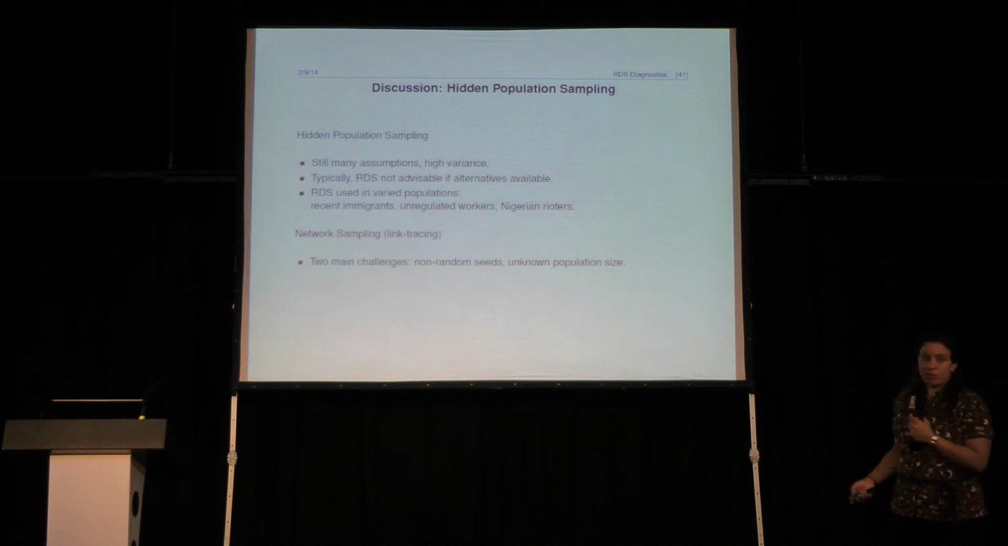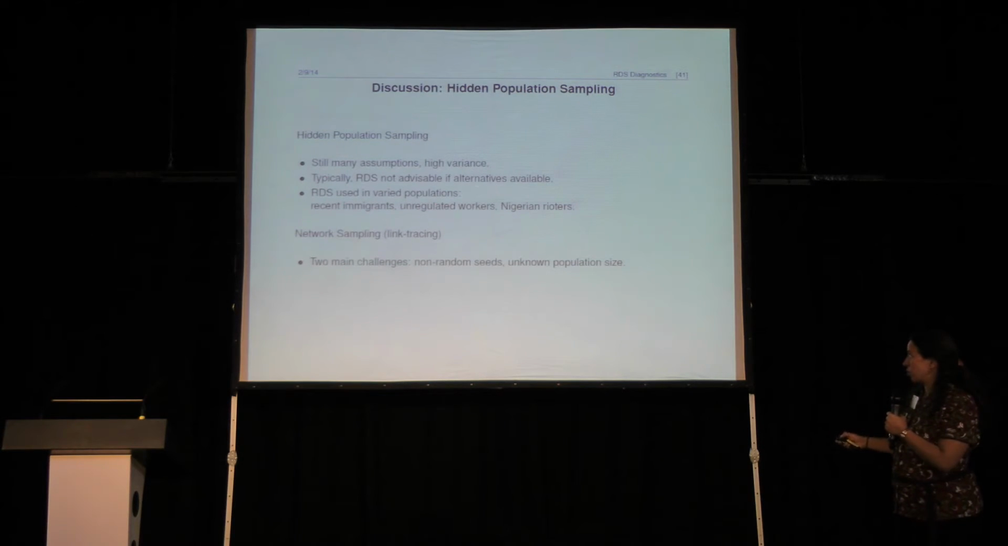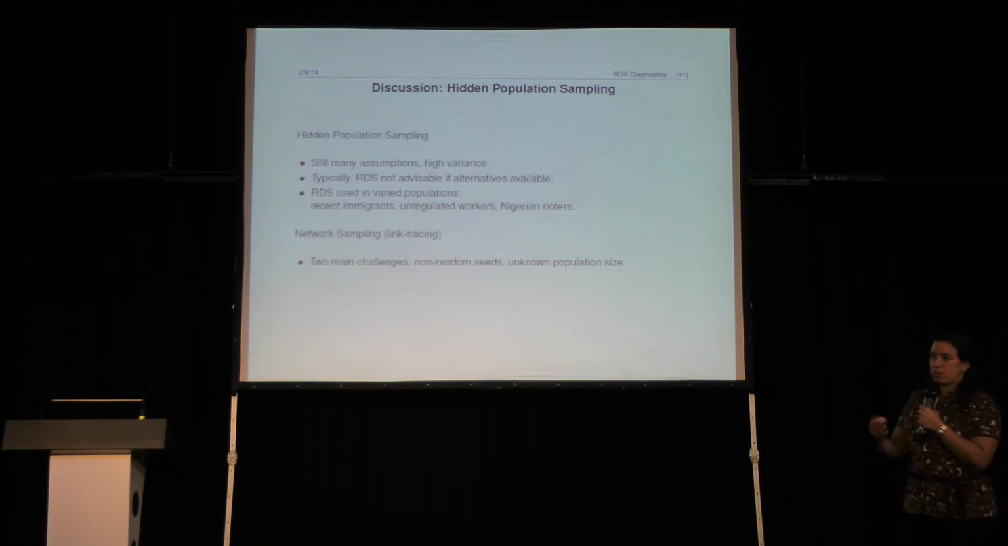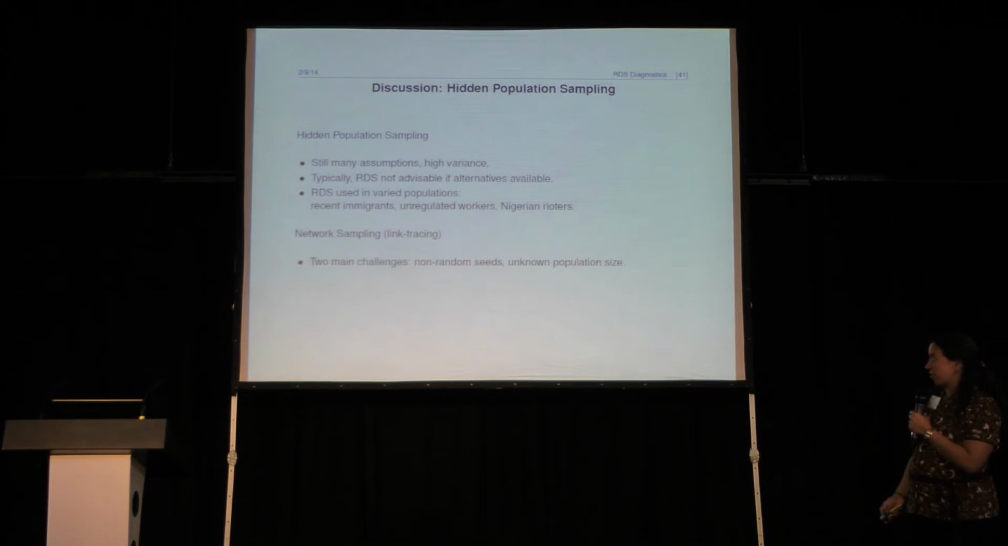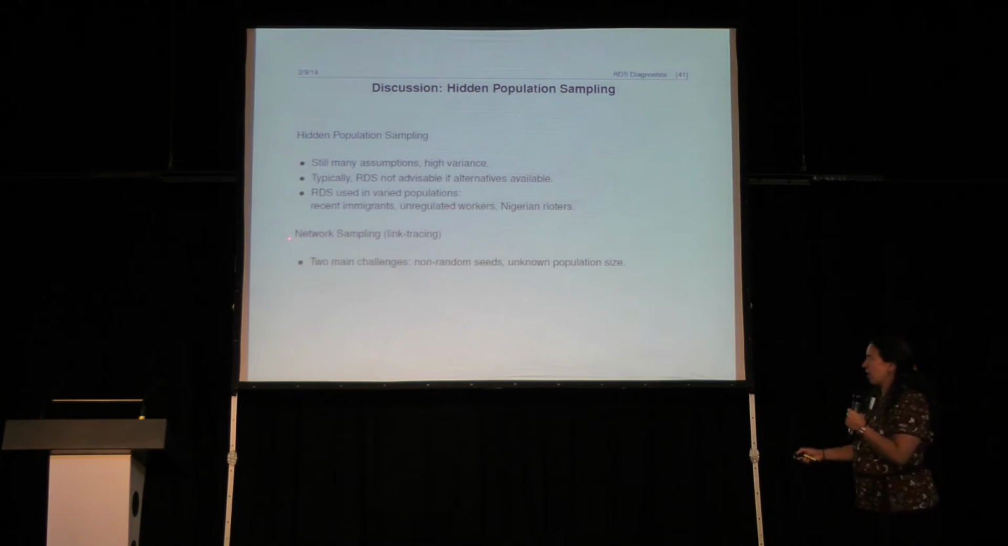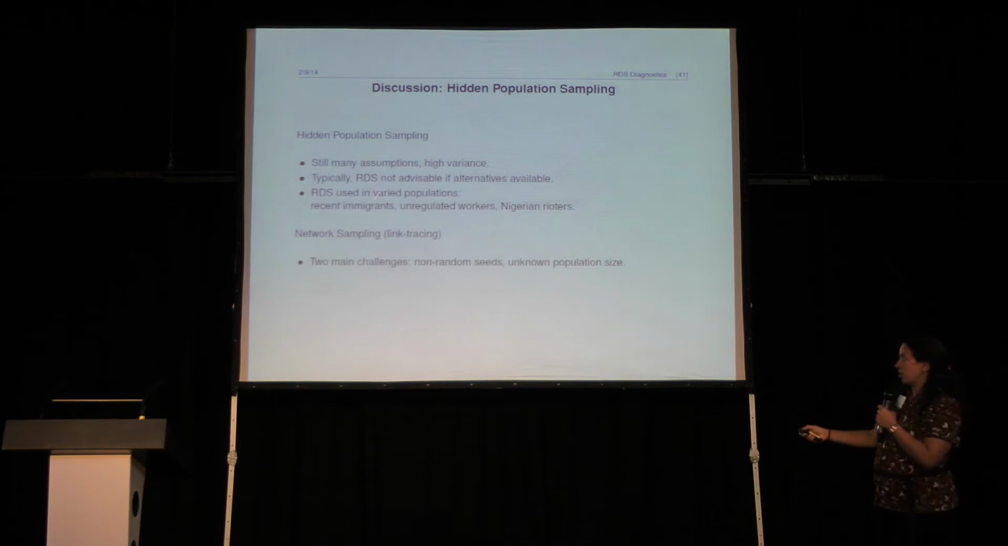If there aren't feasible alternatives, then we need to do the best that we can do, and it has been used in many populations in addition to the high-risk ones I mentioned. It's been used in recent immigrants, unregulated workers, Nigerian rioters. And finally, I'll mention that this work is tied in with link tracing more generally and subject to many of the same challenges as other link tracing network sampling strategies.